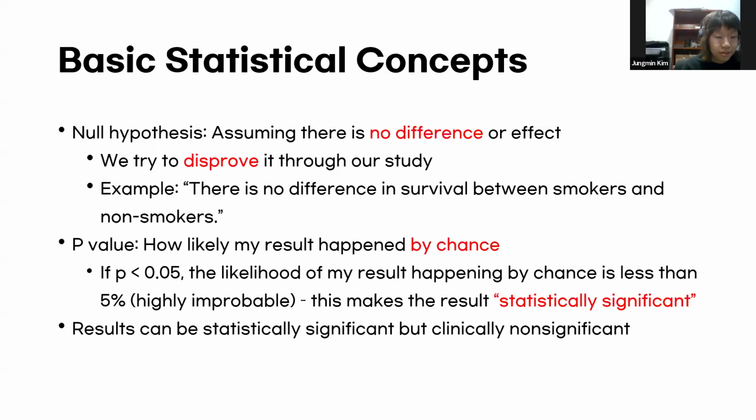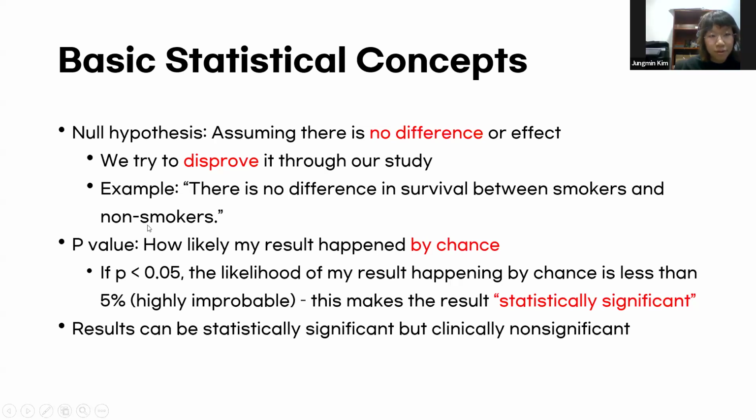So now let's talk about the null hypothesis. This is a default assumption in any research study. It states there is no difference between the two groups. For example, there is no difference in survival between smokers and non-smokers. And our goal in research is usually to try and disprove the null hypothesis. If our data shows a strong enough effect, we can say that the difference is not due to chance.